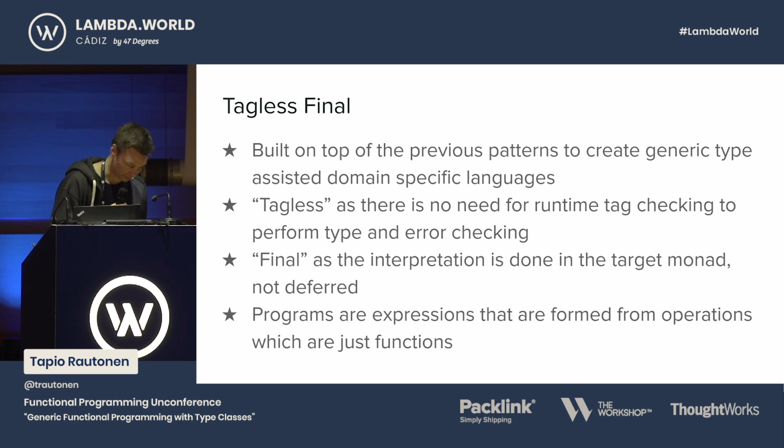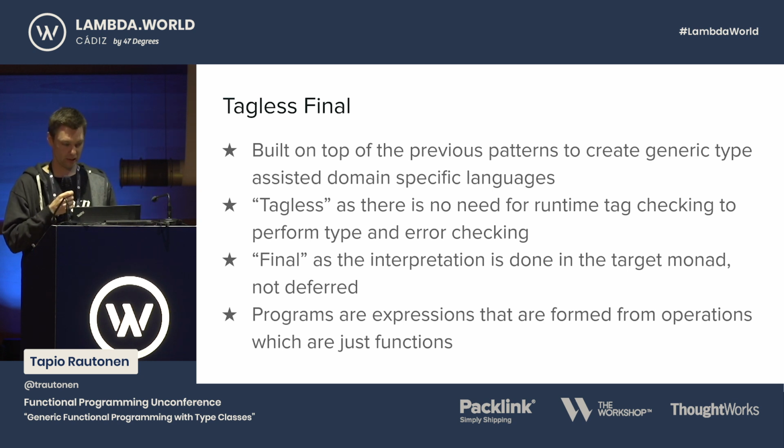So utilizing all these patterns I explained earlier, we can create generic type-assisted domain languages, and the name tagless final, I'm not actually sure where it comes from or how it should be defined, but here are some ideas. Tagless means that there is no need for runtime tag checking to perform type and error checking, and final means that the interpretation is done in the target monad and not deferred. And I'll show you some examples a bit later.